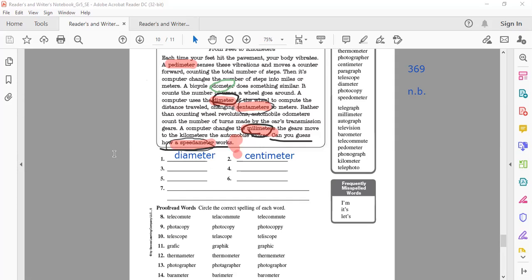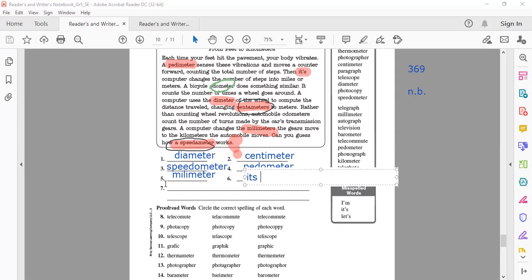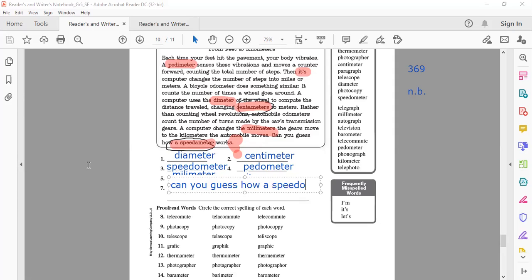Okay, so we will write here speedometer. And then we have also speedometer. And we have also millimeter. Miss, double L. It's not this one. It's not the mistake. It's this one: it's, so we shouldn't put a comma. It's supposed to be its without the comma. And also the punctuation mark will be: can you guess how a speedometer works?